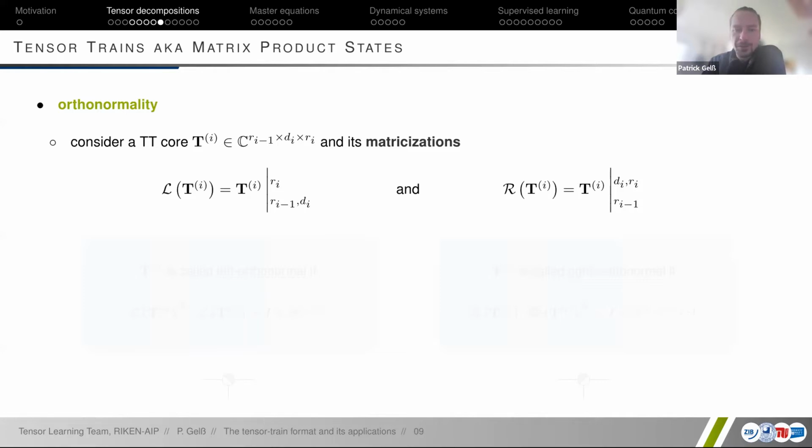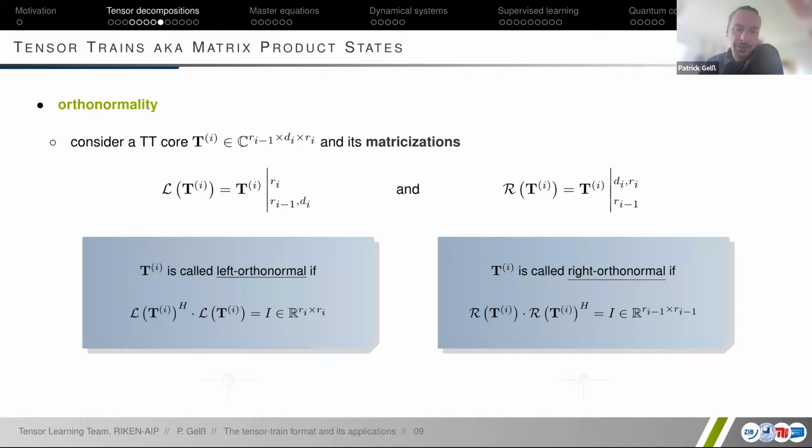So if we have a core of a tensor train T, then we define two matricizations, unfoldings. This is the left unfolding and the right unfolding. And this is actually just like take the core and combine the mode's dimension with one of the rank indices, and then reshape it into one of these skinny or fat matrices.